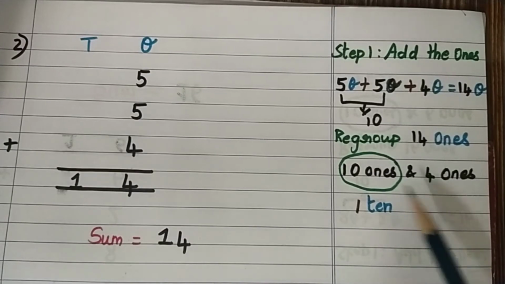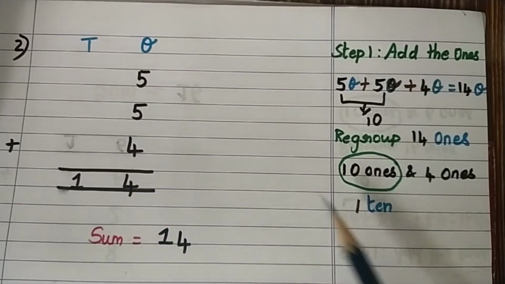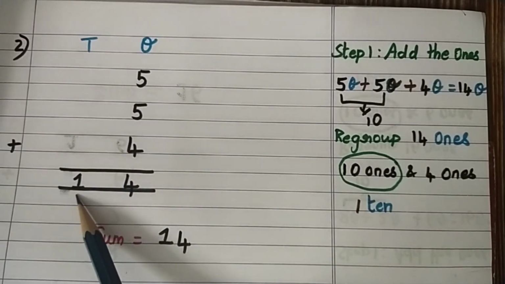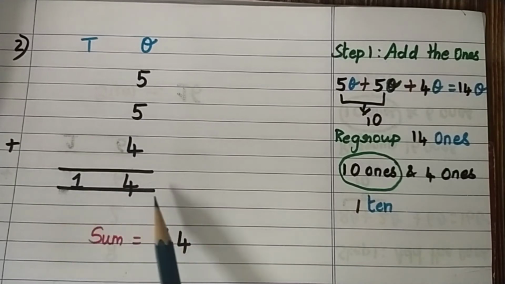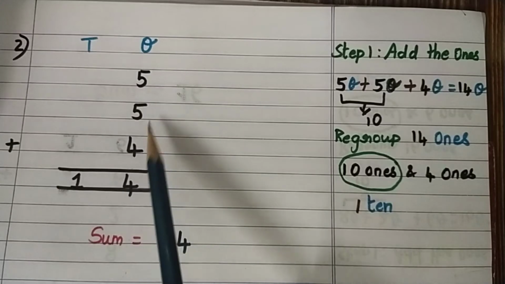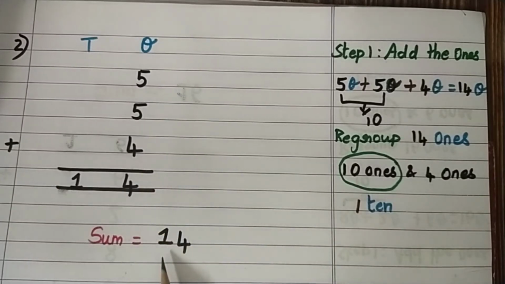So write 4 in the ones column and make a tens column, and write 1 in the tens column. Here nothing to add, so write it in the answer place. So the answer of addition is called a sum. So the sum of these three single digit numbers is what? 14.